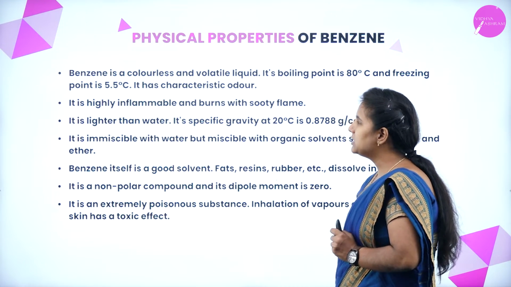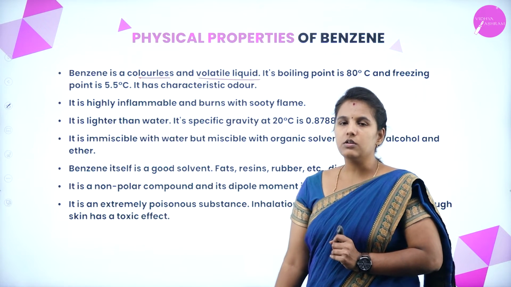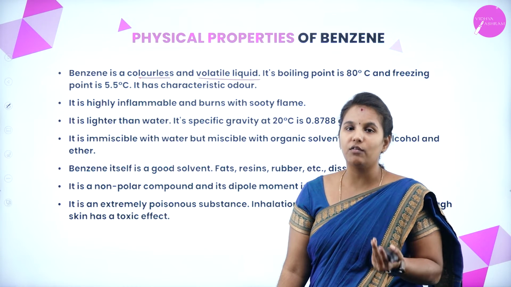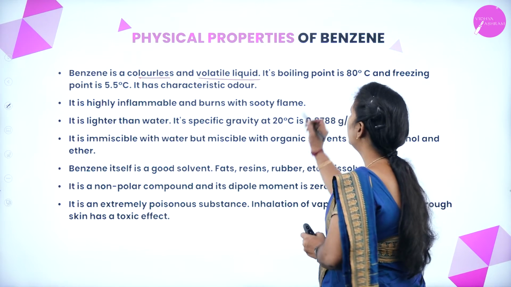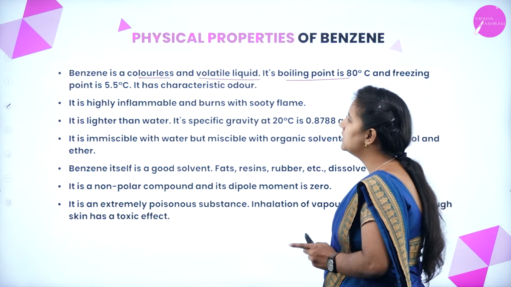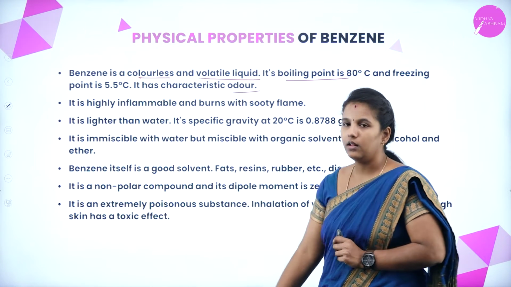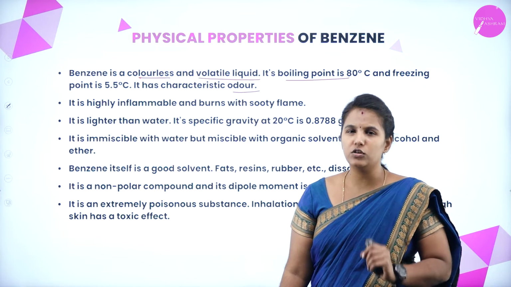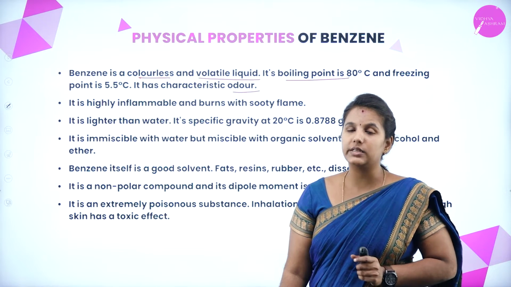We'll see now. Benzene is a colorless and volatile liquid. So what is meant by volatile? It means that when a liquid can easily get evaporated, such liquids are known as volatile liquids. Its boiling point is 80 degrees and freezing point is around 5.5 degrees, and it has a characteristic odor. We have already learned that all these aromatic compounds give a very good smell, hence they are known as aromatic. They give a very pleasant odor.